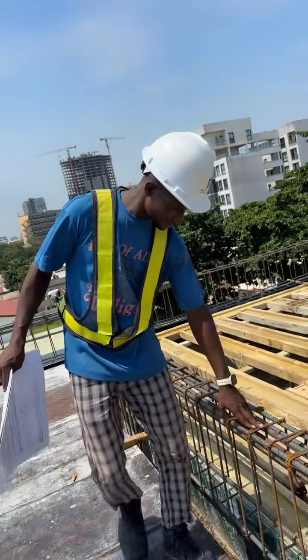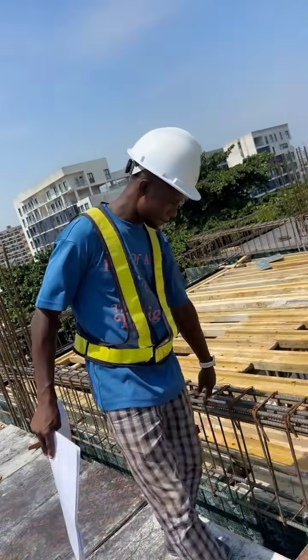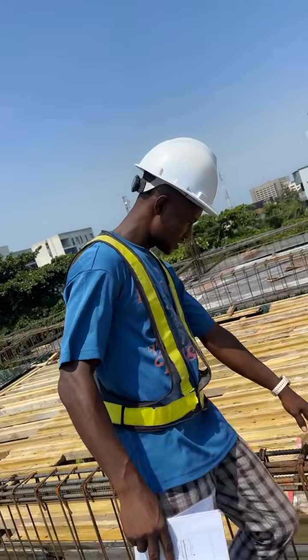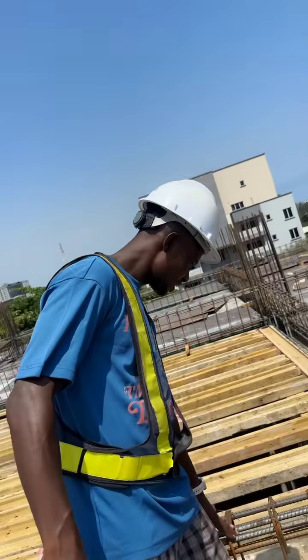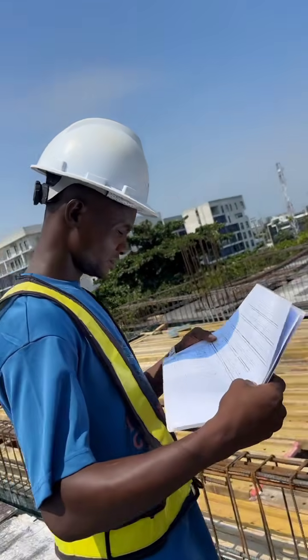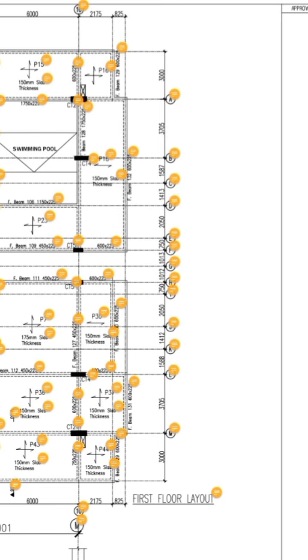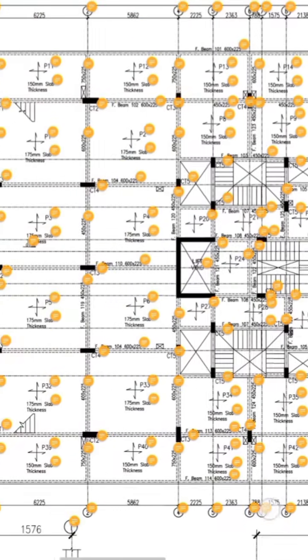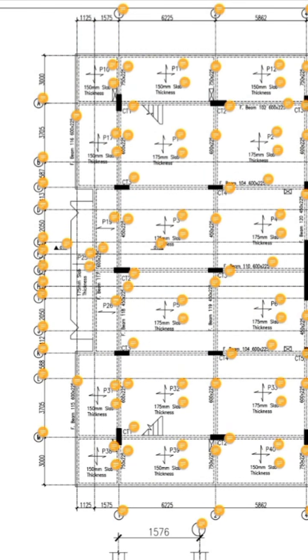Let's say I want to construct my beam. Now I'll be using the first floor layout. Let's say I want to construct my beam and it's on the first floor. So the first thing I need to do is to go to the first floor plan or first floor layout. I'm going to see a line that tells me the length of the beam. It's going to show me where the beam passes through and all that.